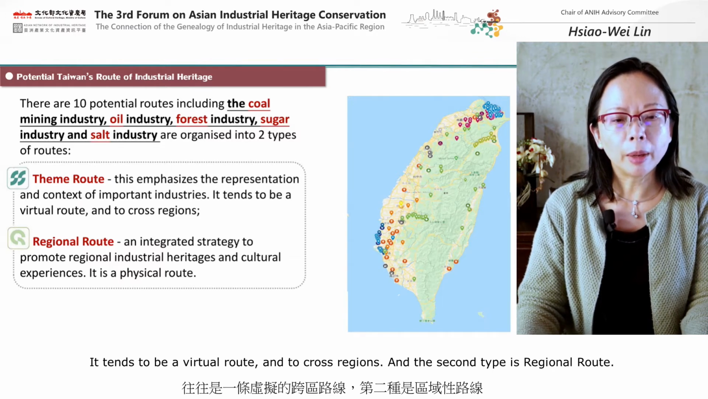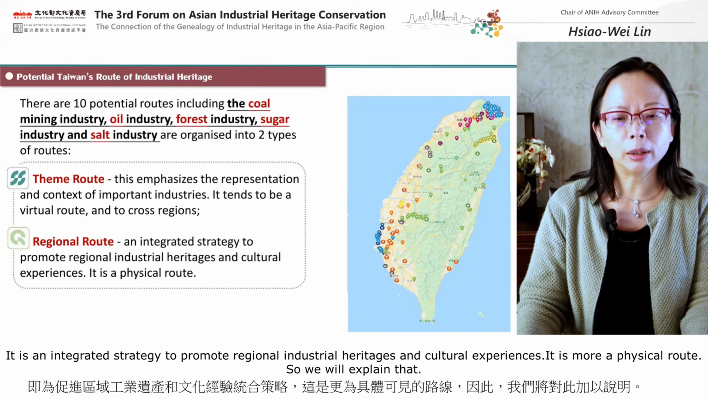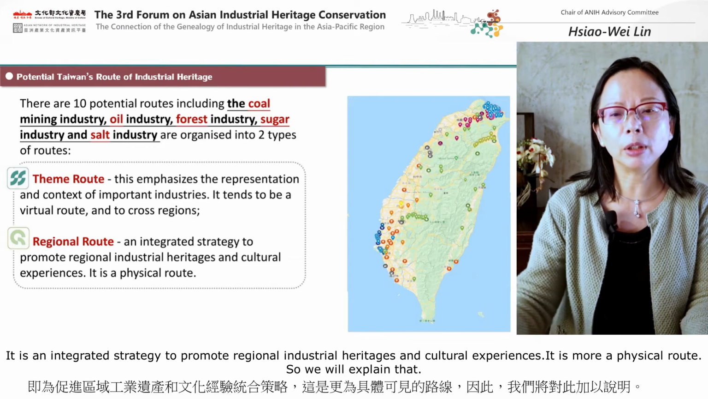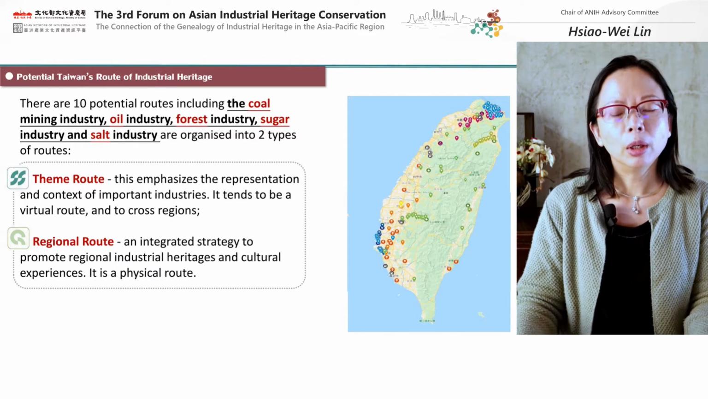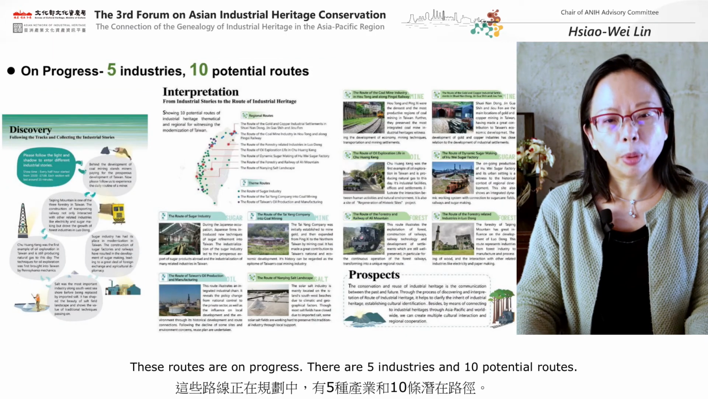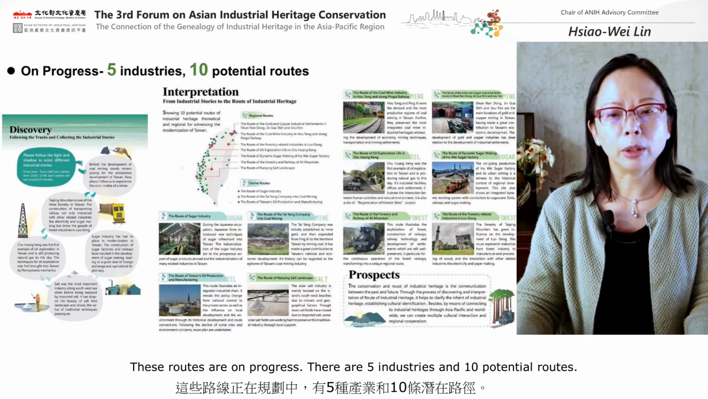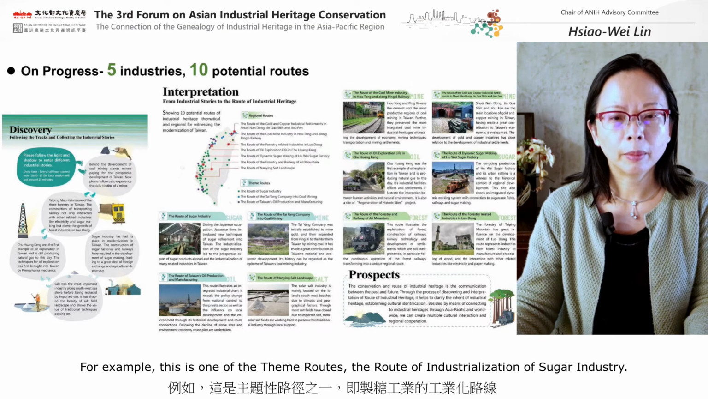And the second type is the regional route. It's an integrated strategy to promote the regional industrial heritage and cultural experience. It is more of a physical route. So we will explain that. These routes are in progress. So there are 5 industries and 10 potential routes.